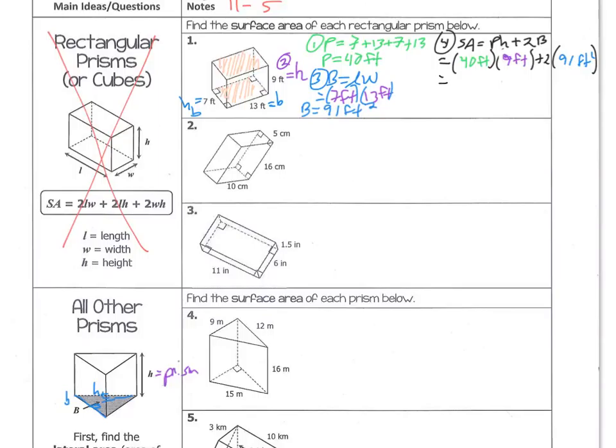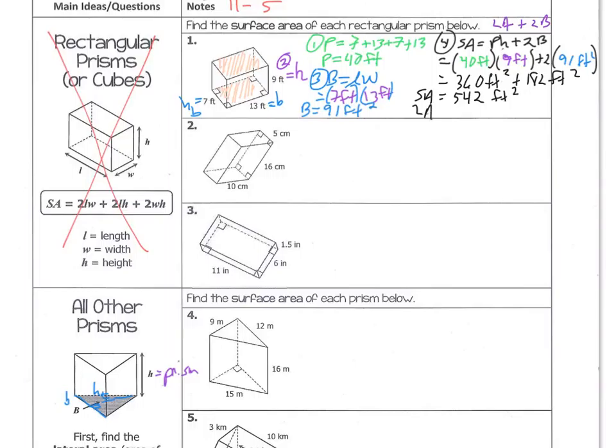Plus, I want you to separate out, this is your lateral area here, plus your 2 big B. So I want to find lateral area, which is that pH. Lateral area always has the H in it. All right, so we've got 40 times 9, which is 360 feet squared, plus 2 times 91 is 182 feet squared. So our total surface area is, add them together, and we get 542 feet squared.